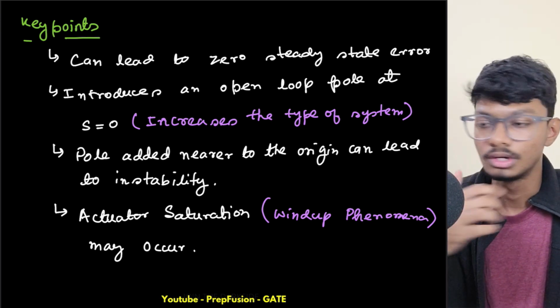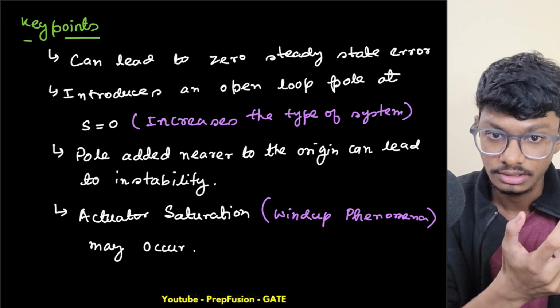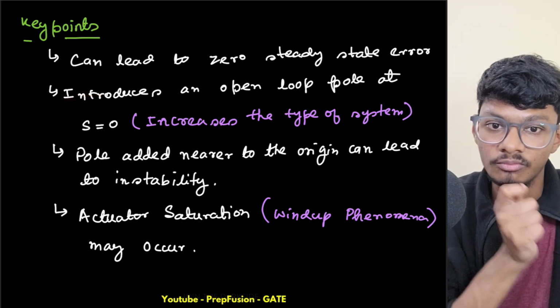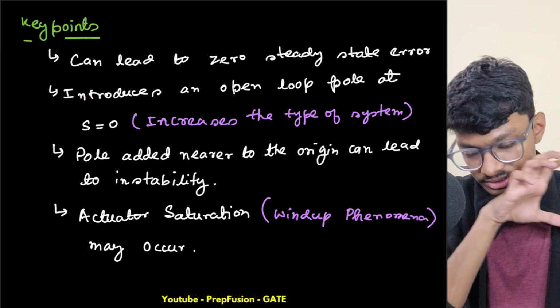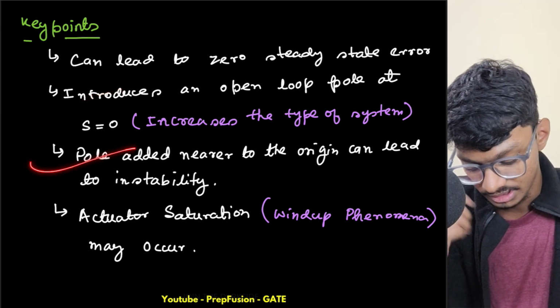We saw that for a unit step input, for a type 0 system the error was constant, and for a type 1 system the error becomes 0. Here it became a type 1 system, so it increases the type. If it was a type 1, then it will become a type 2 system. This increases the type of the system.